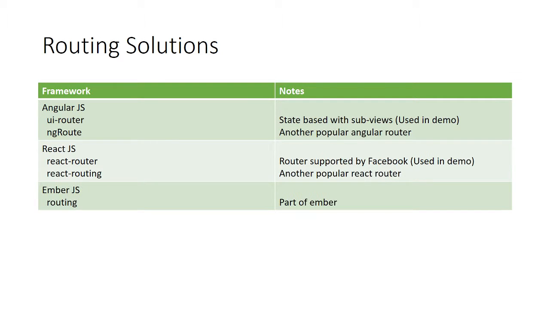Okay. So when I looked into routing in these different environments, what I found was that AngularJS, which is the one I'm most familiar with, has a couple different ways of routing. NGRoute is where everyone starts. And then there's also a UI router, which is a little bit more powerful. It's state-based, and that's the one that's in the demo. React.js had a couple routers. There was React Routing, which is a popular router, and then React Router, which is, I think, the one supported by Facebook, and I use. And then Ember.js, I only found one routing solution.